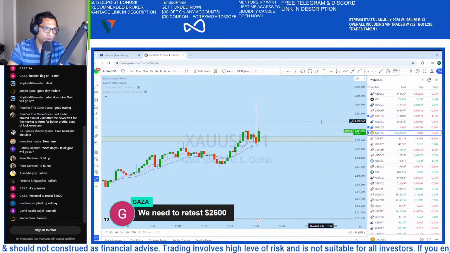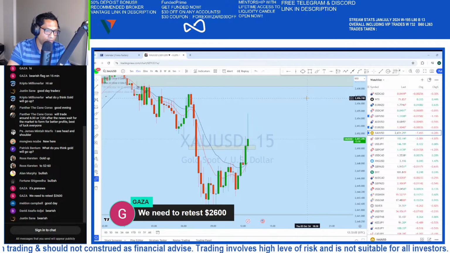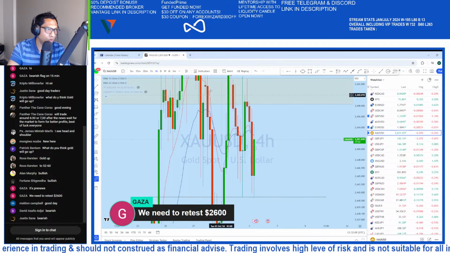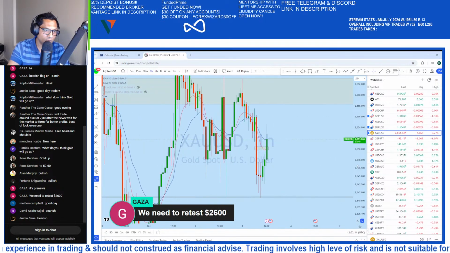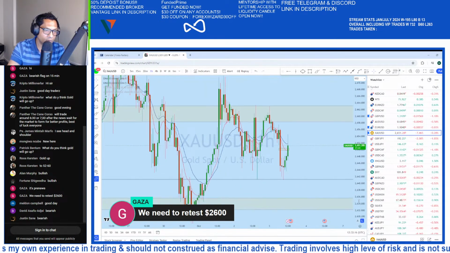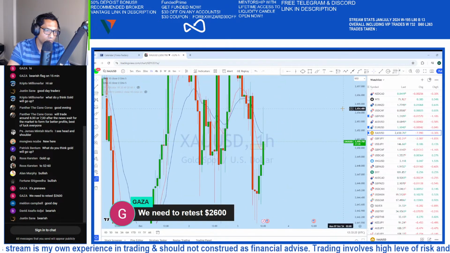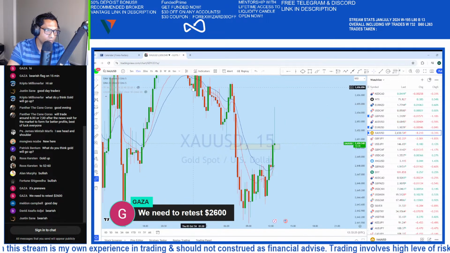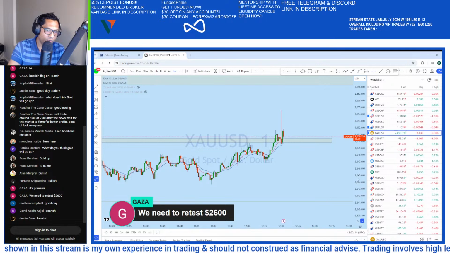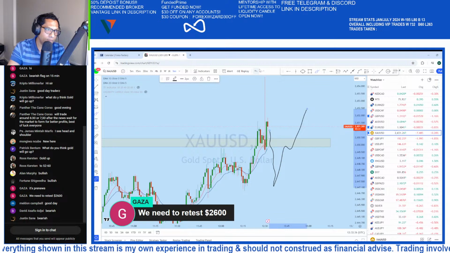XAUUSD, let's see that I think we might find potentially upside bias here, as some of you have predicted to be bullish. Okay, so looking at the 1 minute, we might see that here from the 1 minute for the market to break below and then to return back up.